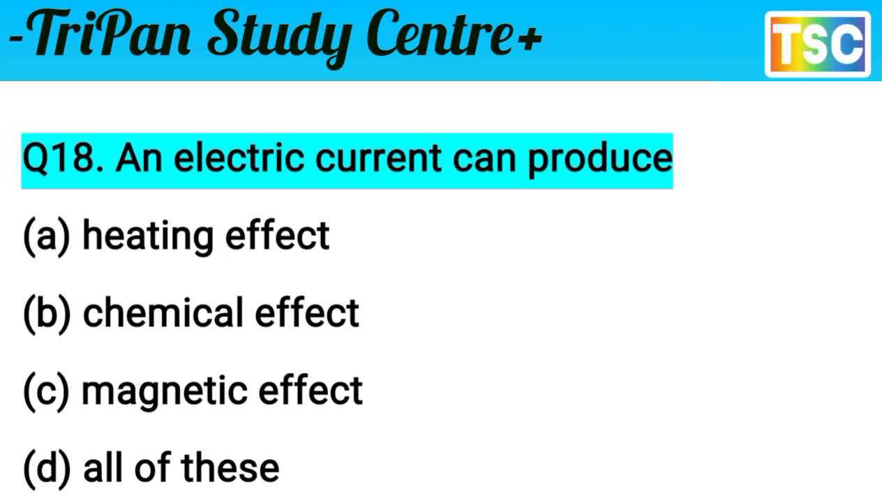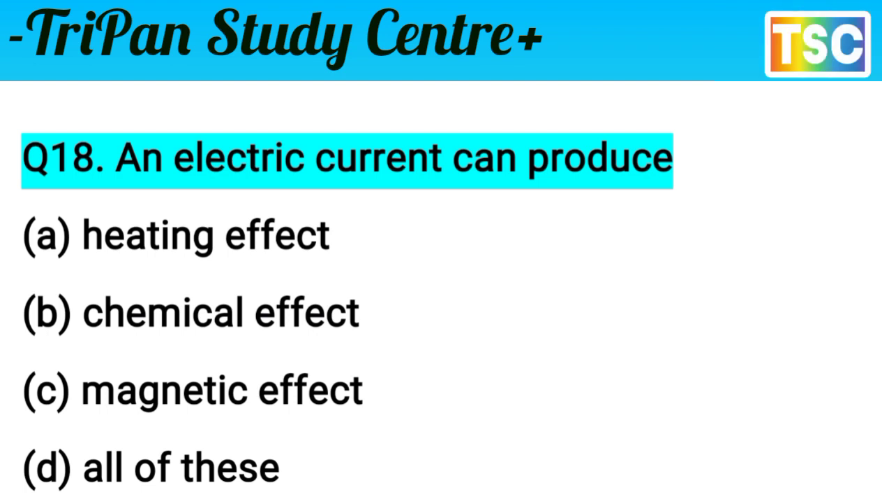Question is very interesting कि विद्युत धारा उत्पन्न हो सकती है। विद्युत धारा किसके कारण उत्पन्न होती है? तो ऑप्शन इज वेरी इंटरेस्टिंग. हीटिंग इफेक्ट, केमिकल इफेक्ट, मैग्नेटिक इफेक्ट and all of these. You know that the electricity is produced here.